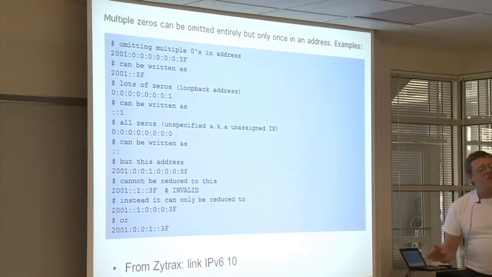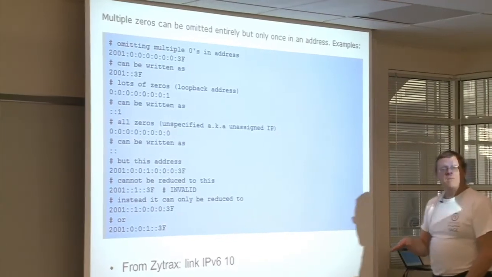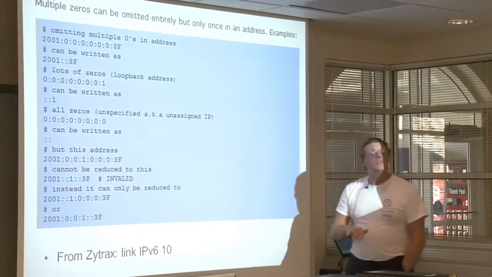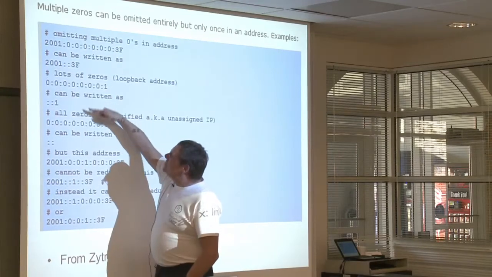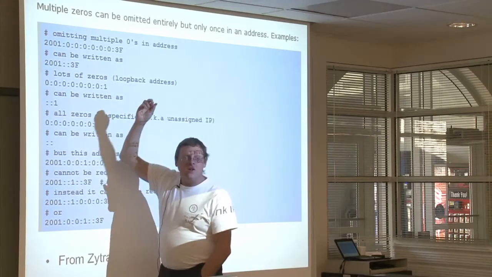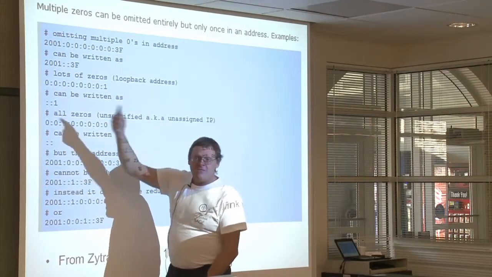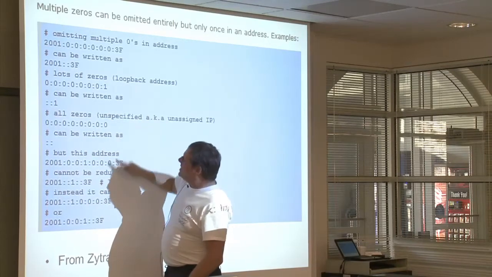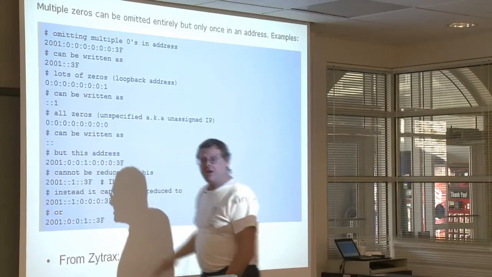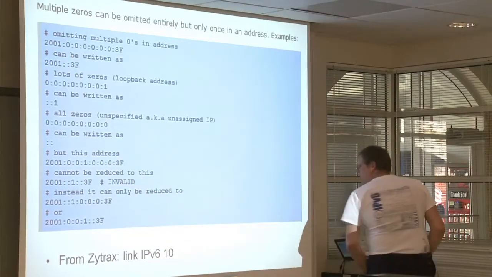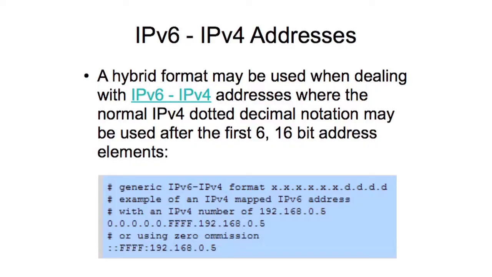Now if you think about a software developer, this is probably already beginning to be a little disturbing. Think about how you'd have to write your code to handle this. So far you're going to have to handle leading zeros, fill them in. Well, that's not too bad. Then you're going to have to find this double colon and figure out how much to fill in by counting how many other fields there are. Now that might seem okay, but you can give yourself a good headache with IPv6 to IPv4 addresses.